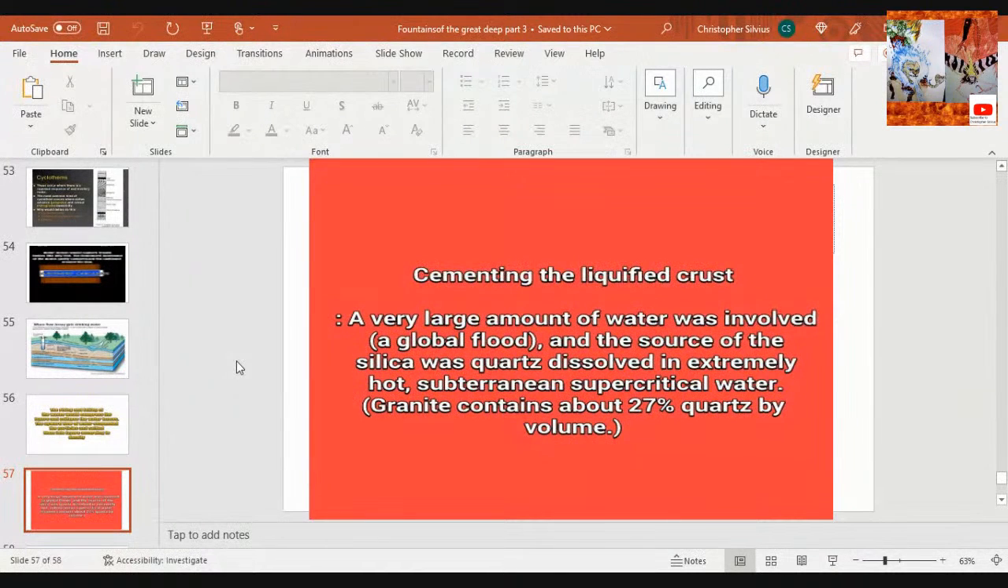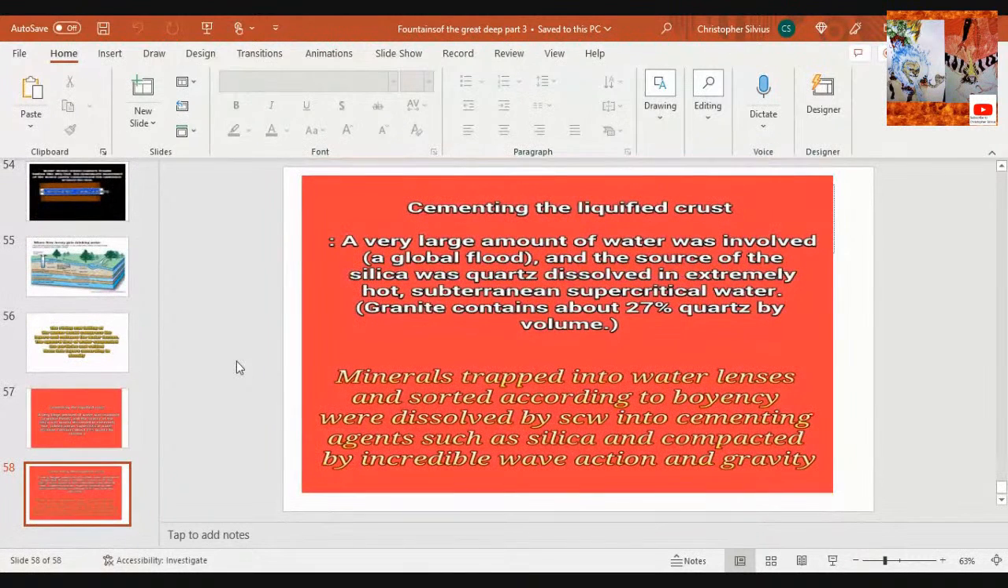So that concludes this presentation. Well, one more thing, I guess. Minerals trapped into water lenses and sorted according to buoyancy were dissolved by supercritical water into cementing agents such as silica and compacted by incredible wave action and gravity. And that's a more complicated way of saying what I already said. You have minerals that are just trapped into these lenses, water lenses that are filled with different minerals, and they're filled with different animals and stuff, different ecosystems.